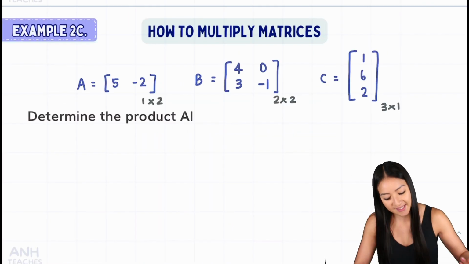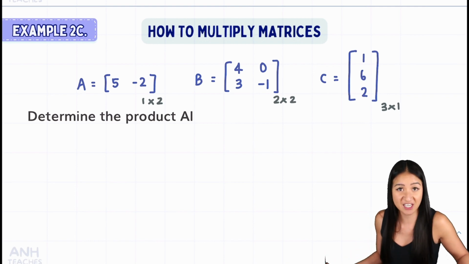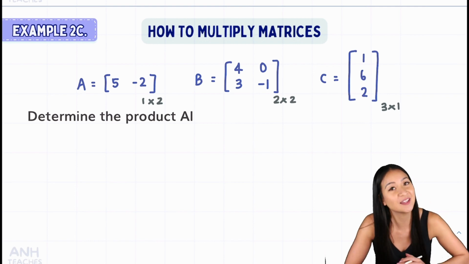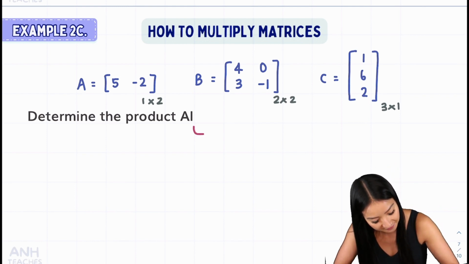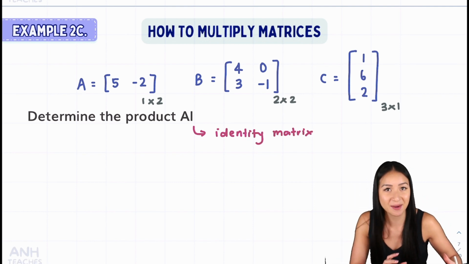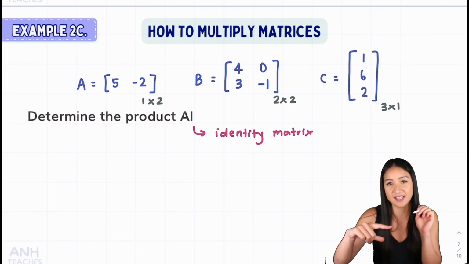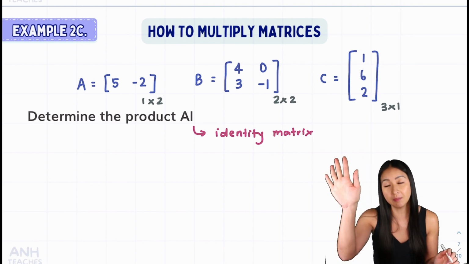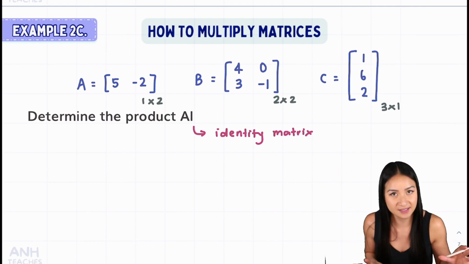So this question is asking us to determine the product AI, which has nothing to do with ChatGPT, but has a lot to do with the identity matrix. So let's write that down first of all. I is the identity matrix. Now, when I'm referring to the identity matrix, that is a square matrix where the elements in the leading diagonal from the top left to the bottom right are all 1 and every other element is 0.